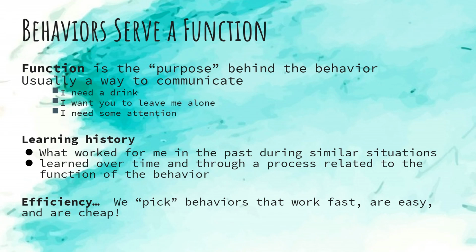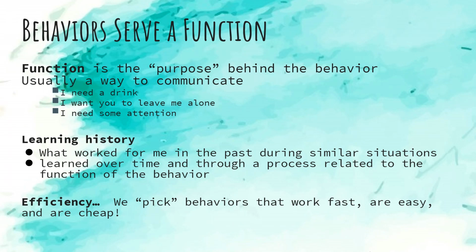There's our $1 million word today: function. Function is just the purpose behind the behavior. It's usually a way for a person to communicate. So either to communicate, I'm thirsty, I need a drink, I'm hungry, or I want you to leave me alone, I don't want to do that activity right now, or I need some attention, let's hang out. We use behaviors that have worked for us in the past. So that's our learning history. And each one of us has a different learning history, and each one of the clients that you're going to work with or are currently working with has a different learning history. All the behaviors we do are learned over time through a process related to the function of their behavior.